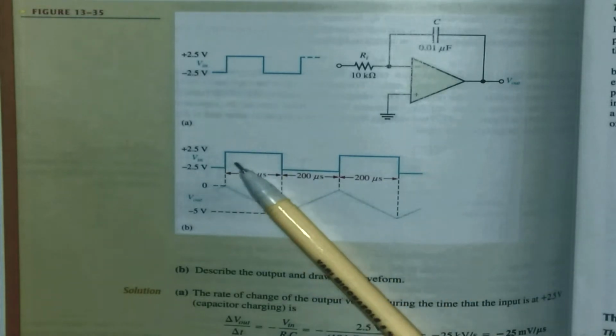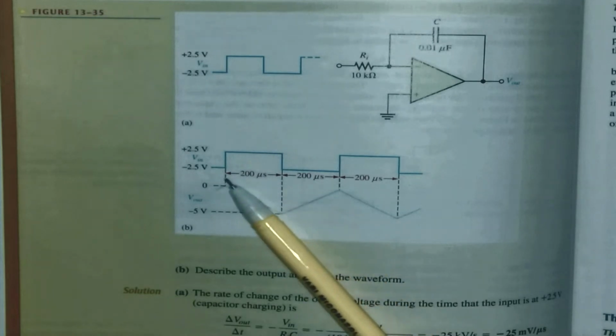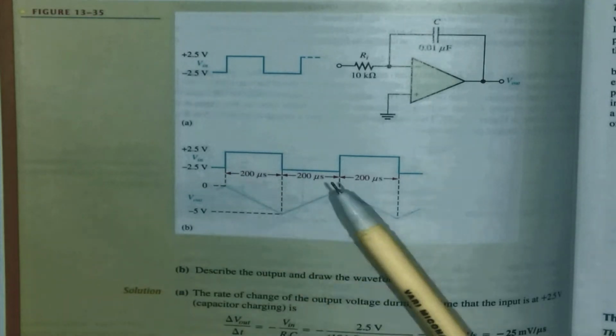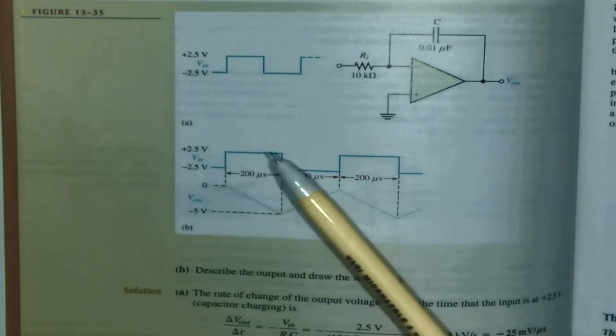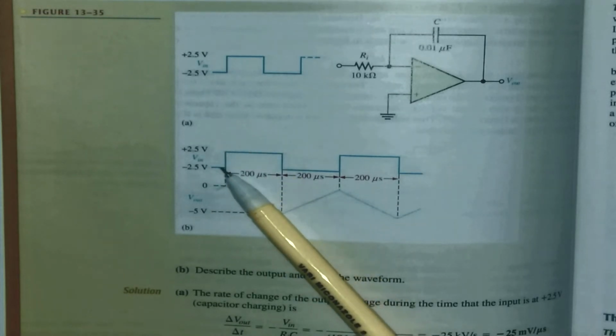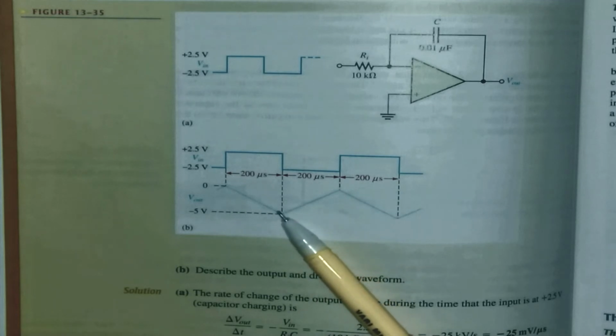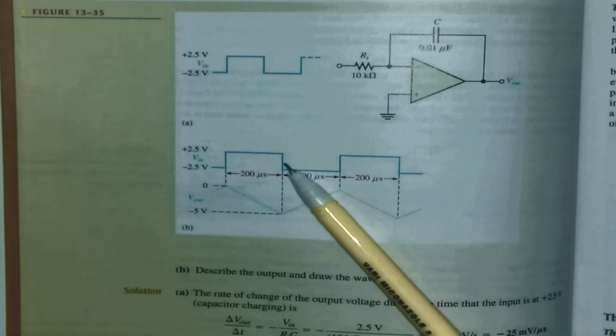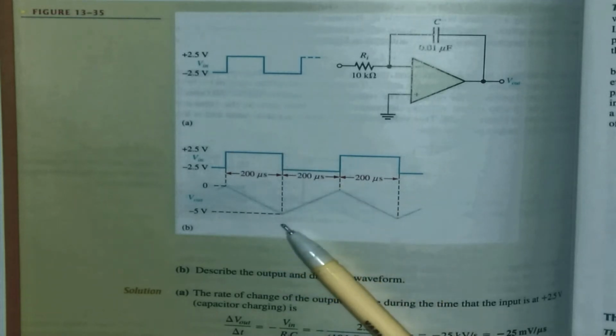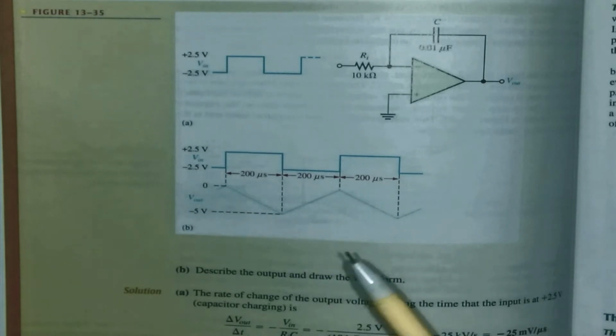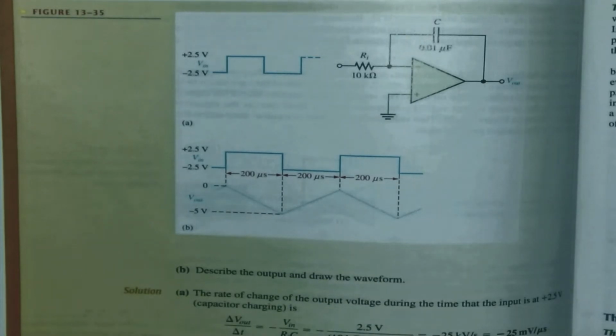All right, here is my input signal. I already mentioned the pulse width is equal to 200 microseconds. Now what actually will happen, if my input goes positive, I will integrate negative. When my input signal goes negative, I will integrate positive. That's what actually will happen. We will actually change the square wave to a triangular wave.